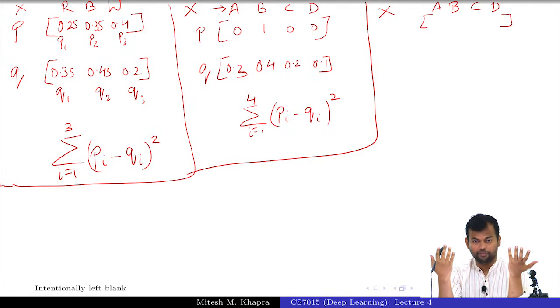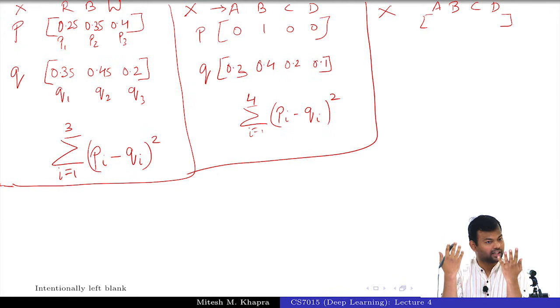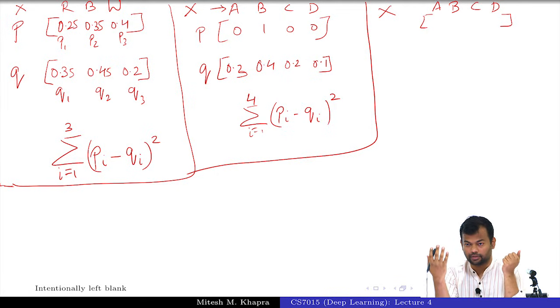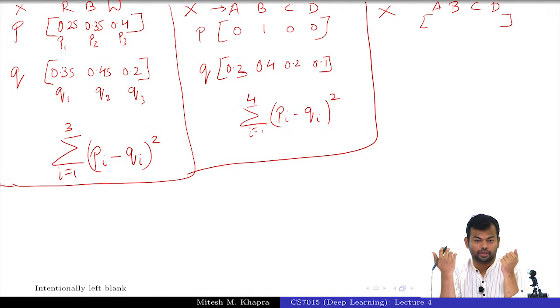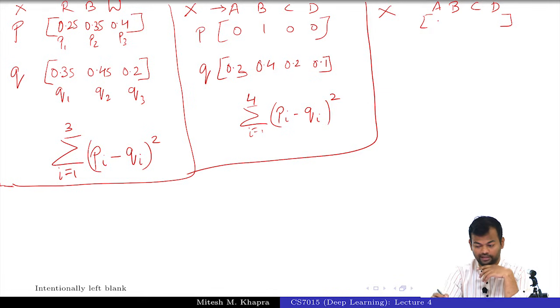Now I've been given some training data. For every training data, I've been given an image and I've been given the correct label. So for that training data, what is this distribution? Suppose I've been given the image of a banana. What does this distribution look like? 0, 1, 0, 0.